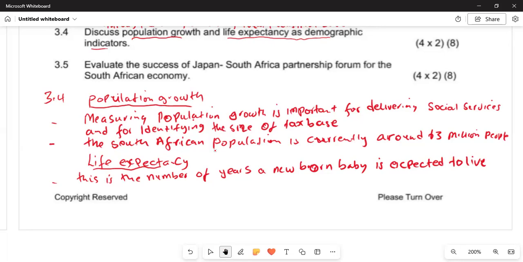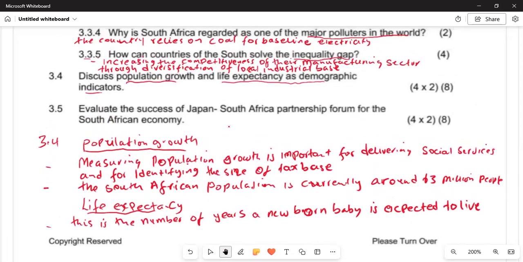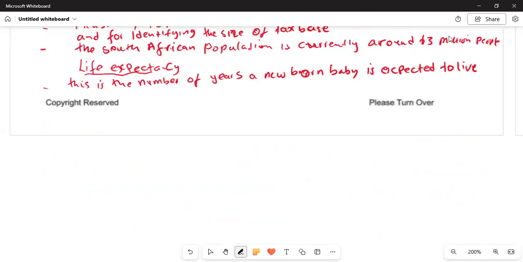So now 3.5. It reads as follows: evaluate the success of the Japan-South Africa partnership forum for the South African economy. So we are to evaluate the success of the Japan-South Africa partnership forum.